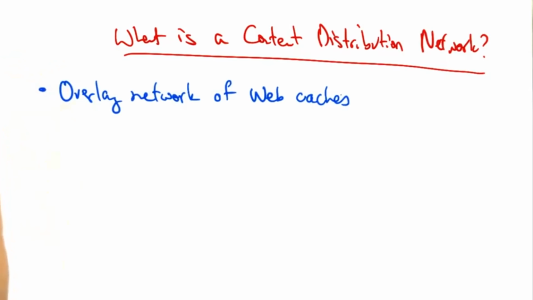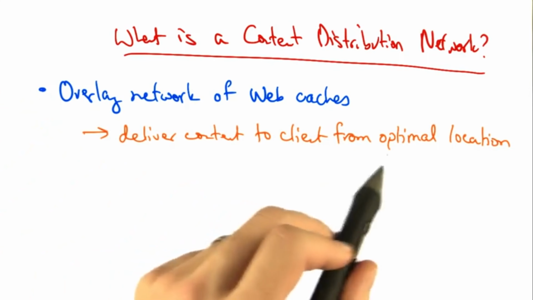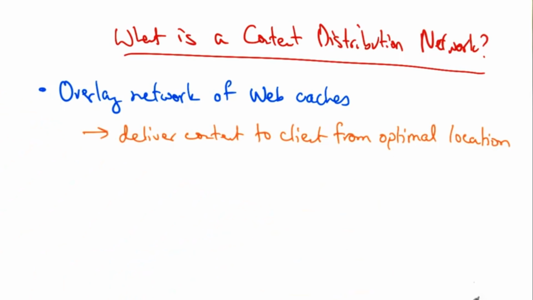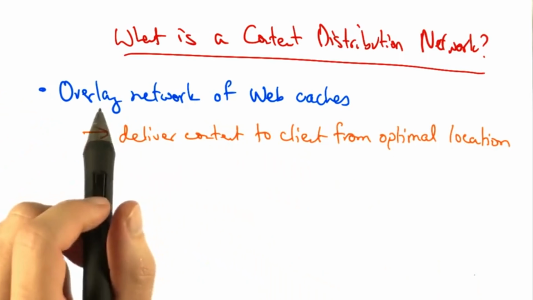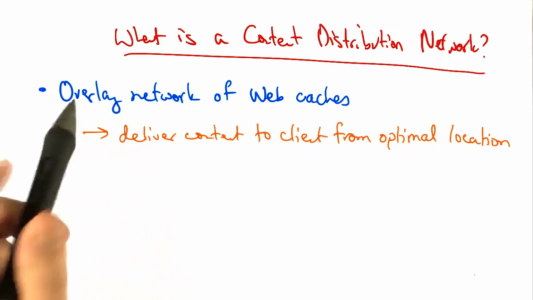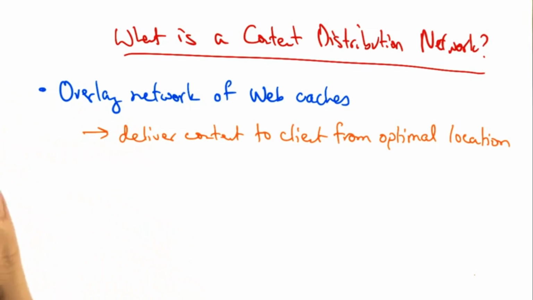It's an overlay network of web caches that's designed to deliver content to a client from the optimal location. Now, in many cases, optimal means geographically closest, but sometimes optimal is not the geographically closest cache, and we'll see some examples of when that's the case.